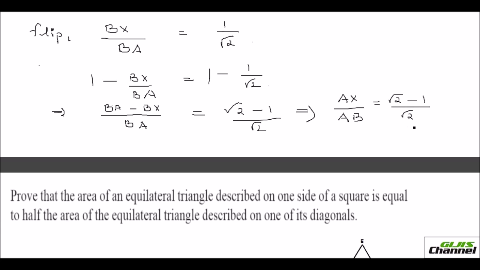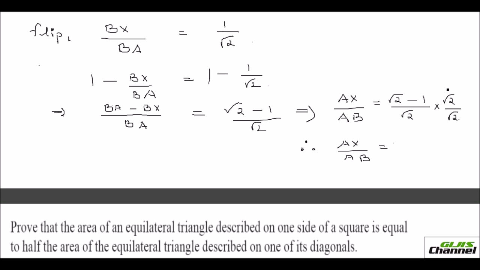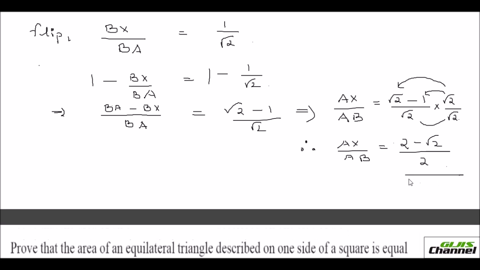Normally we don't stop with this, because when you have the rational number underneath, you just change it by multiplying and dividing it by root 2. So therefore I get AX over AB equals, when you multiply this with root 2, it becomes 2, right? So that's 2 minus root 2 times 1 is root 2, divided by this root 2 times root 2 is 2, right? So this is your answer.